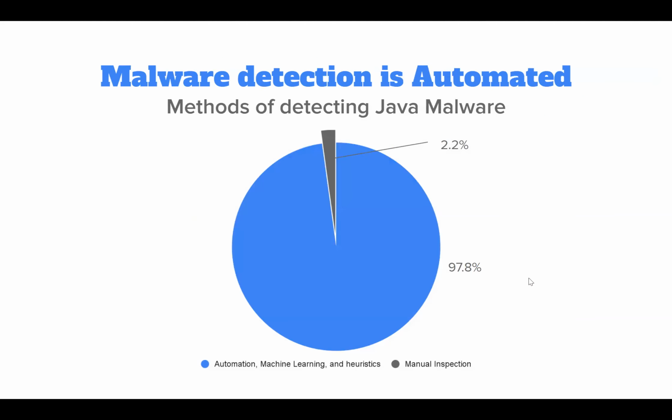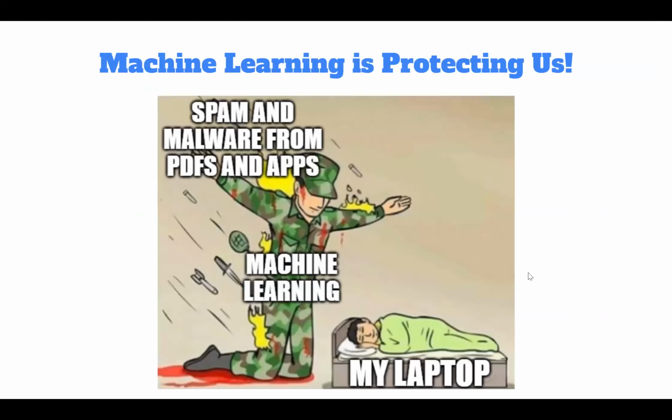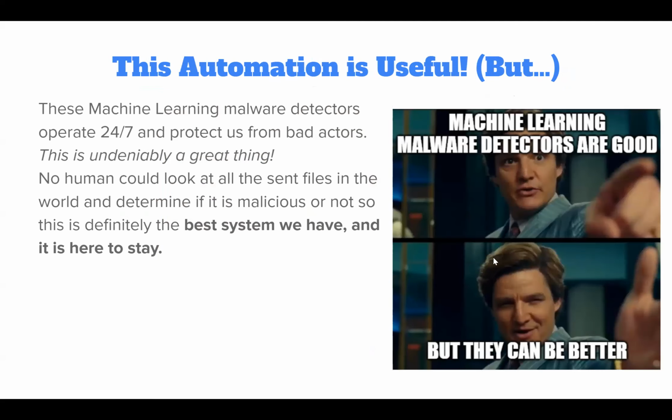So this just shows how widespread the use of machine learning is in malware detection. Currently, almost 98% of all malware detection is done through the use of AI and machine learning, and only 2% is done by hand using manual inspection. This is a really good thing because spam and malware from PDFs and apps, which is the primary focus of this paper, is protected against. Machine learning protects you from that stuff almost all the time without you even realizing it. So machine learning malware detectors operate 24/7 and protect us from bad actors, and this is a really good thing.